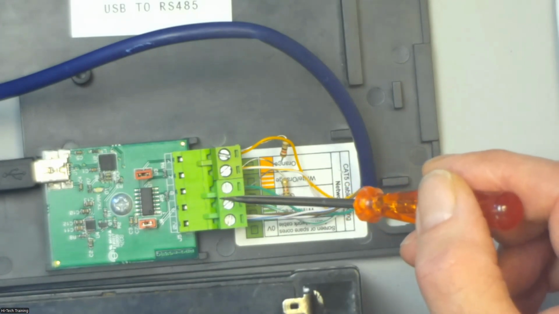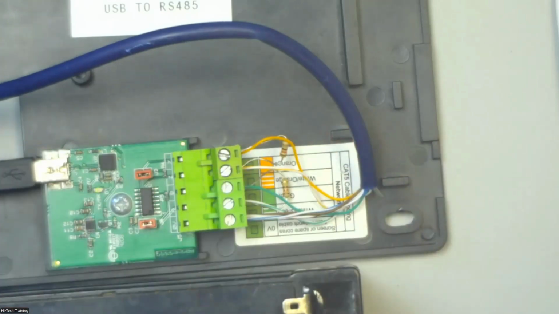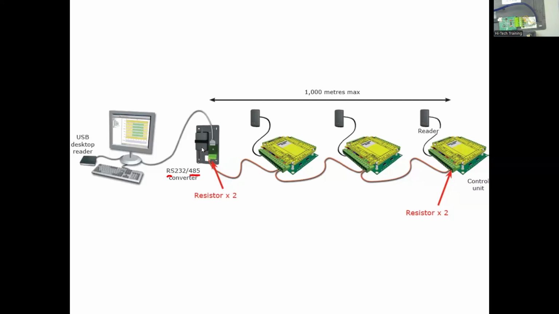Okay, so we're just going to the door controller for a minute. First I'd like to show you the screen share again, just to make sure we all know where we are. So that's your interface unit here, and you go onto your door controllers, and they're all looped together with your resistors in the first and the last.